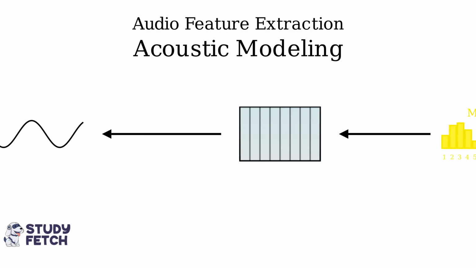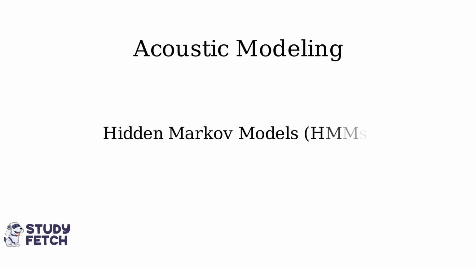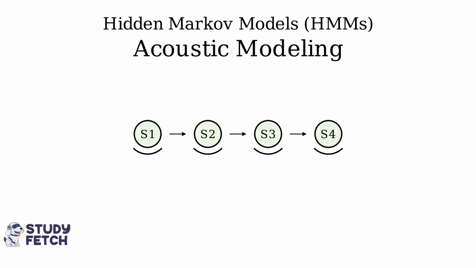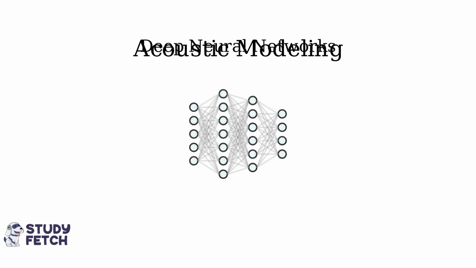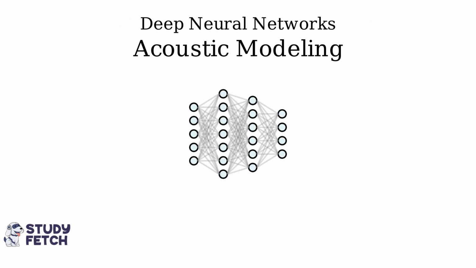Modern systems use MEL frequency cepstral coefficients, or MFCCs, which represent audio in a way that mimics human hearing. Traditionally, hidden Markov models, or HMMs, were used to model how phonemes transition from one to another. Each state in the HMM represents a portion of a phoneme, with probabilities for transitioning between states. Modern acoustic models now use deep neural networks for more accurate phoneme recognition.